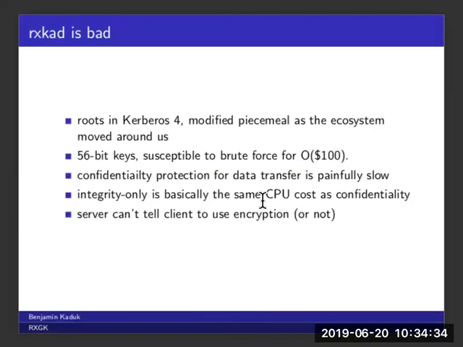So just as a little bit of background, why do we need rxgk? The current security solution, such as it is, for OpenAFS is called rxkad. It's sort of derived from the Kerberos 4 that was state of the art 30 years ago when this was being developed. And then we had to tweak it a little bit to keep things working as the ecosystem evolved around us, but the key features of it are still the same.